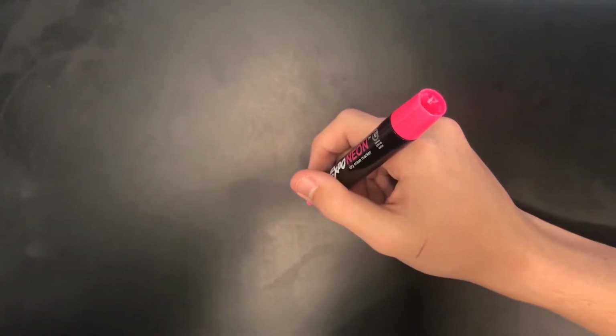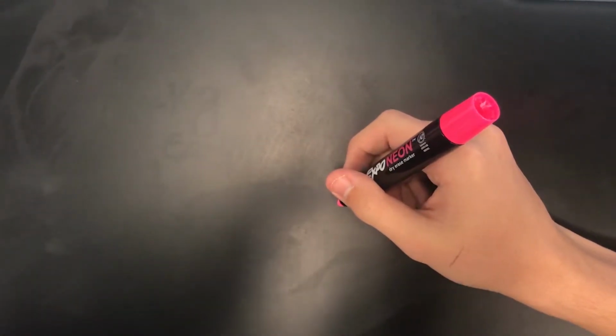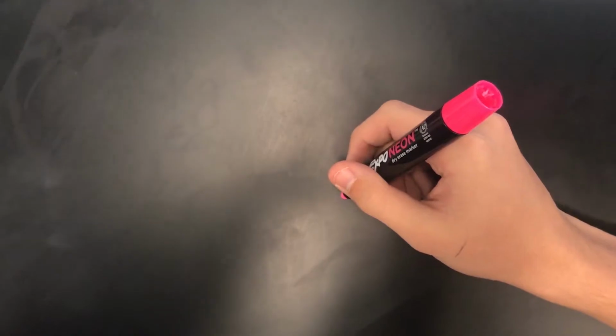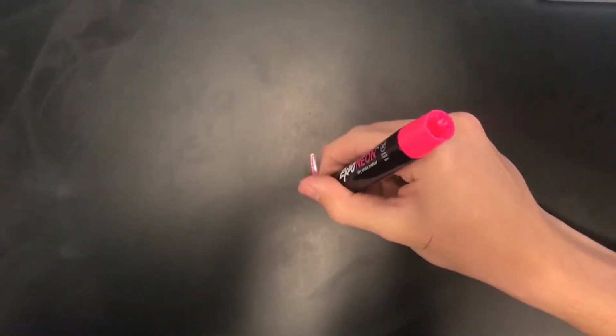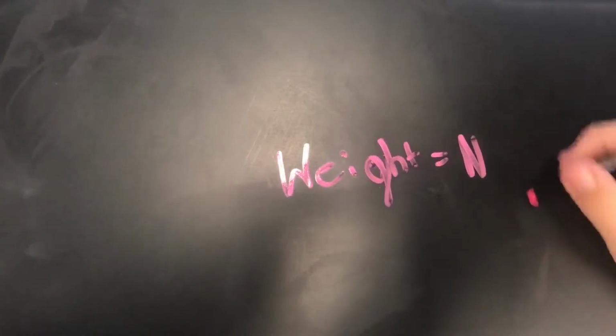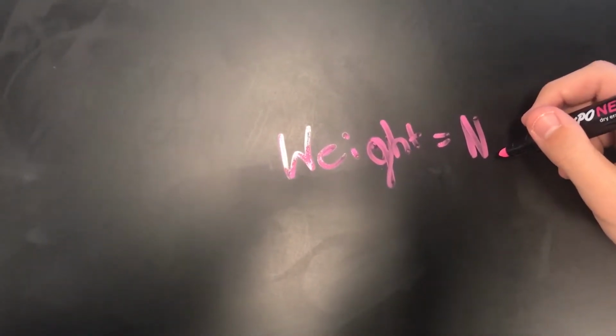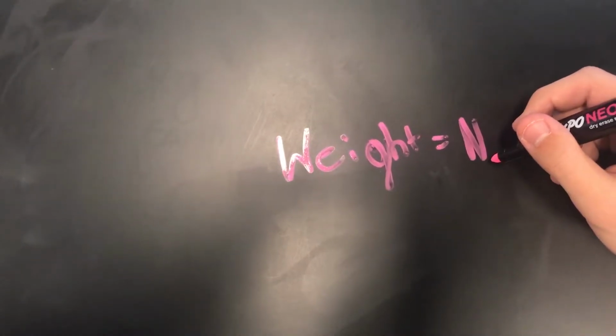Weight. Weight of an object is a measure of the force exerted on the object by gravity, or the force needed to support it. Weight is measured in newtons. So weight equals N. Weight would change with location because it depends on the level of gravity.